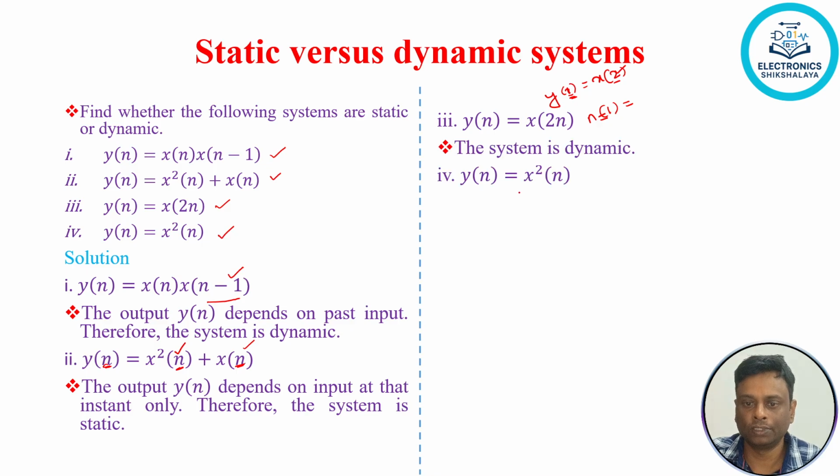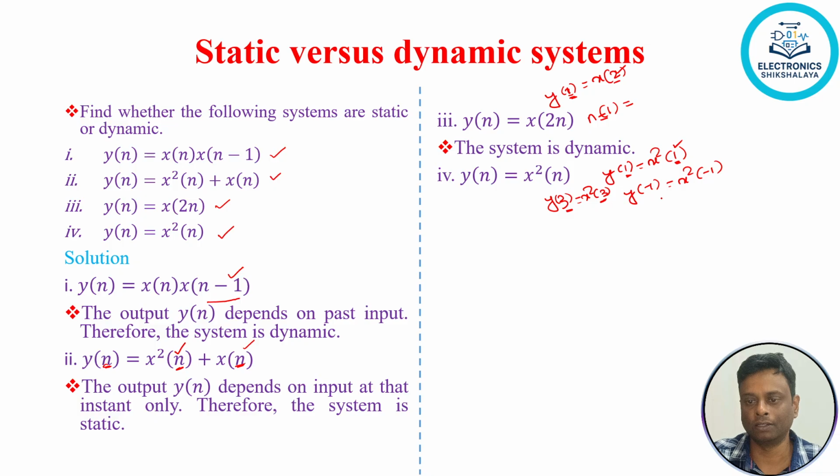Similarly, the fourth is y of n equals x squared of n. If we take y of 1, it will be x squared of 1, the same input sample, the present value of the input sample. If we take y of minus 1, it is x squared of minus 1. If we take y of 3, that would be x squared of 3. You can see the n values are the same. So it depends upon the input sample at the same time. That is why it is known as a static system.